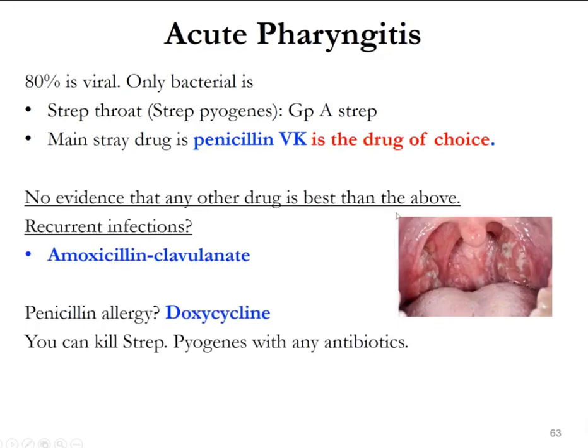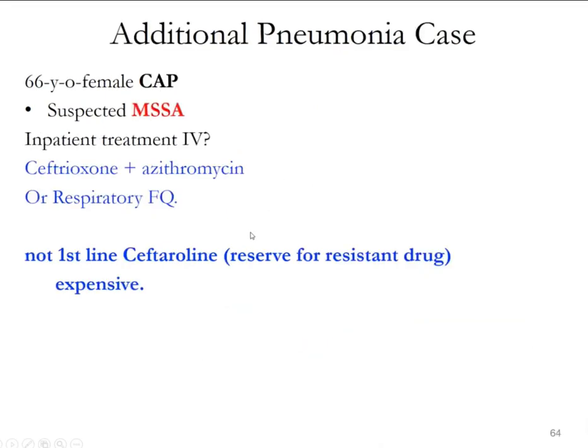There is no evidence that any other drug is better, as you will see when you read the recommendations. No other drugs have super well coverage than penicillin VK. So you can trust penicillin VK. But if you have a recurrent infection, you can go for amoxicillin clavulanate. Or if a patient has a penicillin allergy or beta-lactam allergy, you can go for doxycycline. Otherwise, stick with penicillin VK.